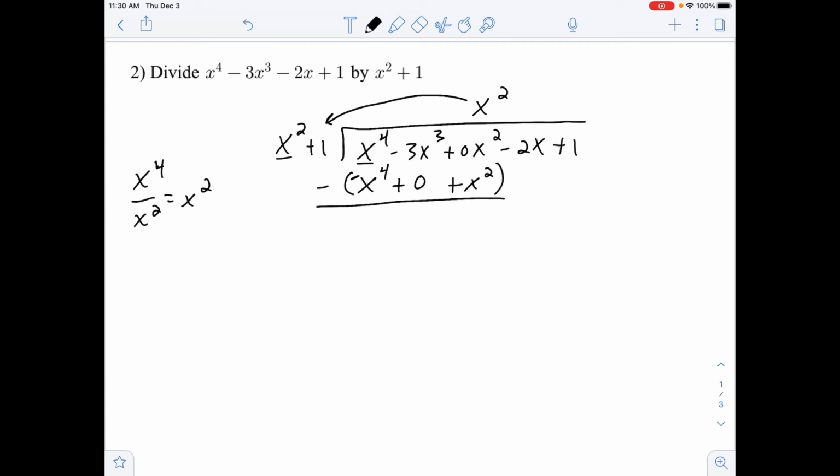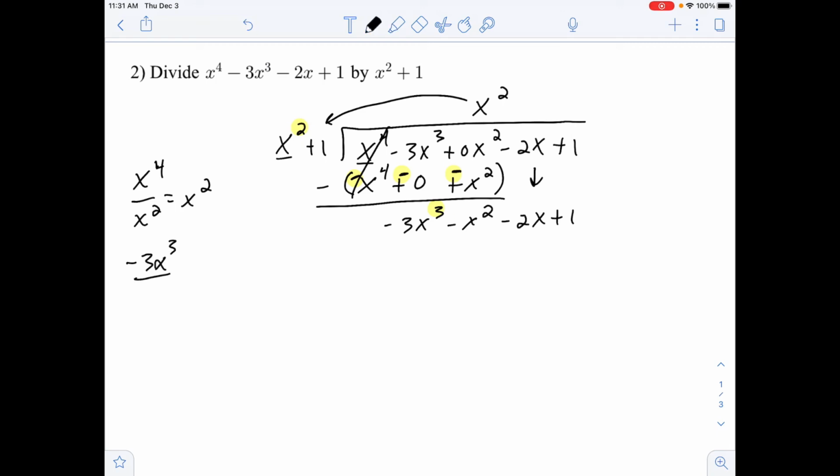So now we're going to change our signs. Minus, minus, minus. So this goes away. Negative 3x to the 3rd minus 0 is still going to be negative 3x to the 3rd. And then 0 minus x squared is minus x squared. And then I'm just going to bring everything else down. So minus 2x plus 1. All right, so this degree is still larger than this one, so we're still going to keep going.